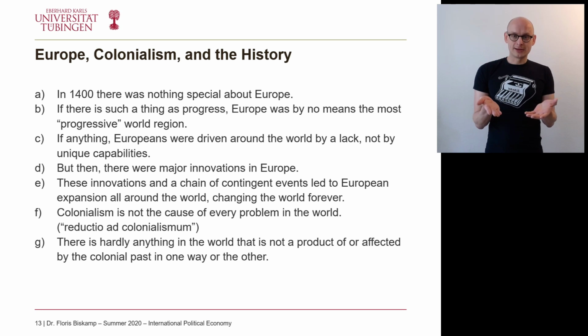And if anything, the Europeans were driven around the world by a lack, not by their unique capacities or capabilities. Because, as O'Brien and Williams stressed again and again, the Europeans didn't have commodities that everyone else desired, but the Europeans desired commodities that they had to get somewhere else, particularly spices and silk. They wanted spices from Africa and Asia, and they wanted silk from China.